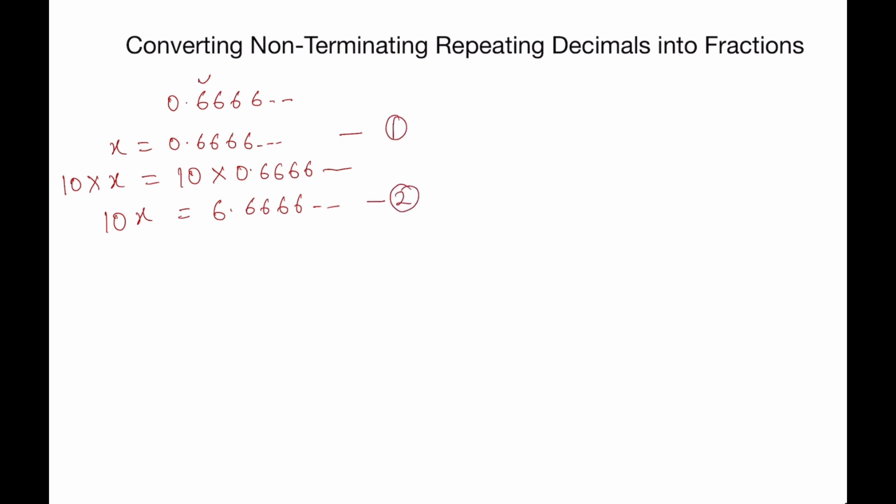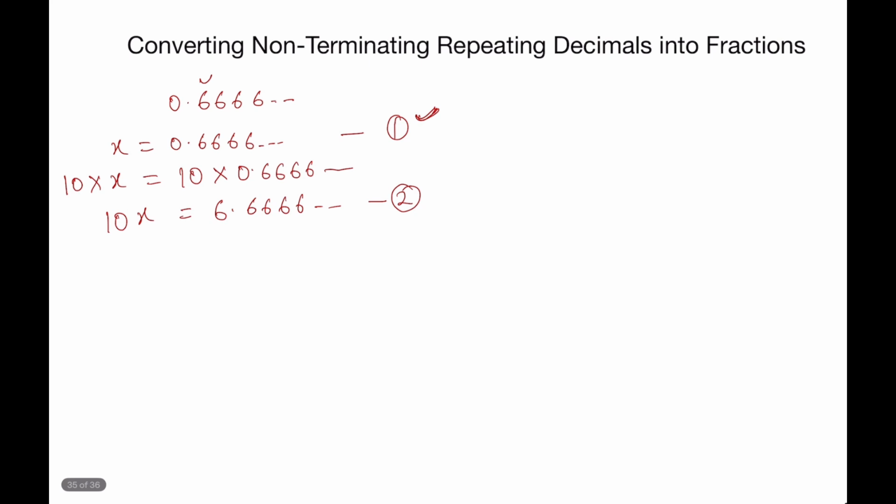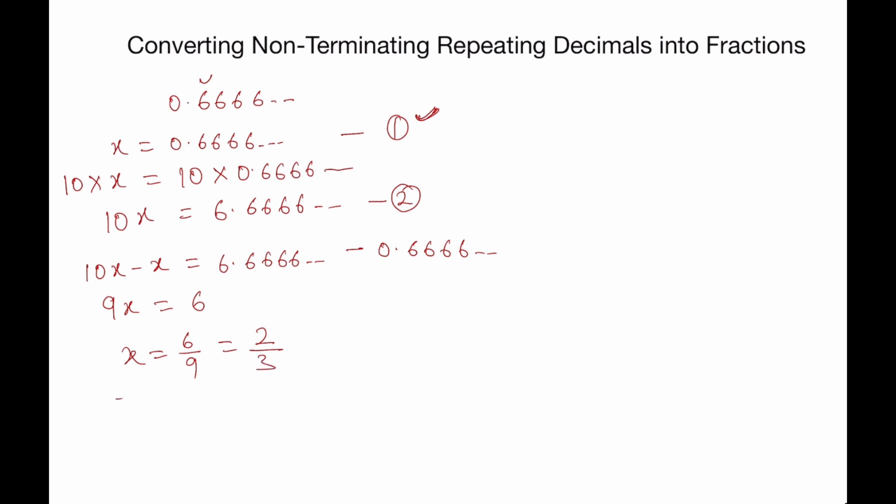So now subtract the original equation, meaning equation 1 from equation second. So it will come 10x minus x is equal to 6.666 minus 0.666, so 9x is equal to 6. So x is equal to 6 over 9, or we can say 2 over 3.